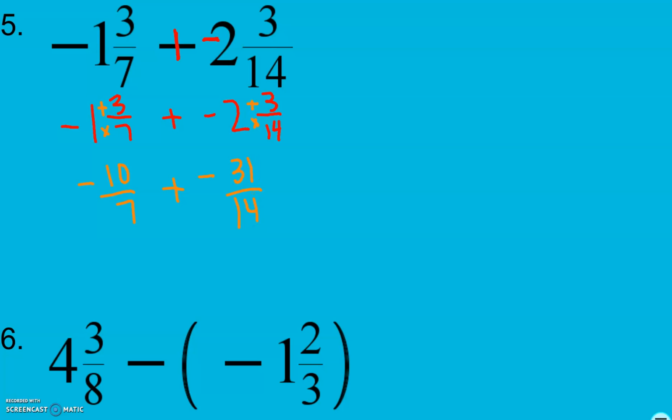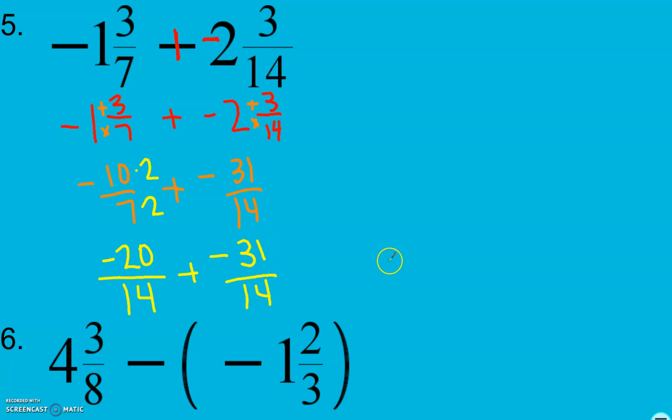I look at my denominators between 7 and 14. My least common multiple is going to be 14. It's the smallest number they both multiply to. 7 times 2 is how I get to 14. So I have to multiply my numerator as well, which gives me negative 20. 14 already is the same, so I keep it as 31.